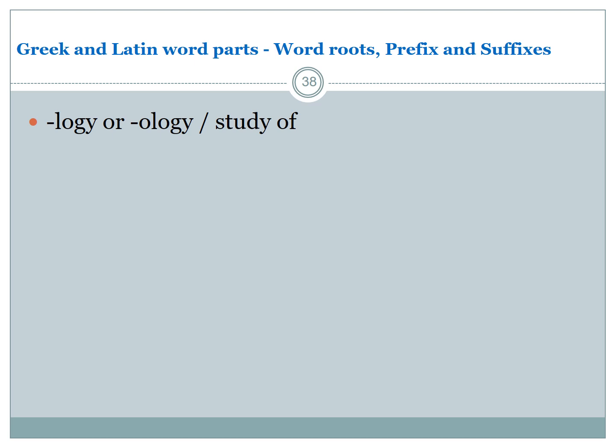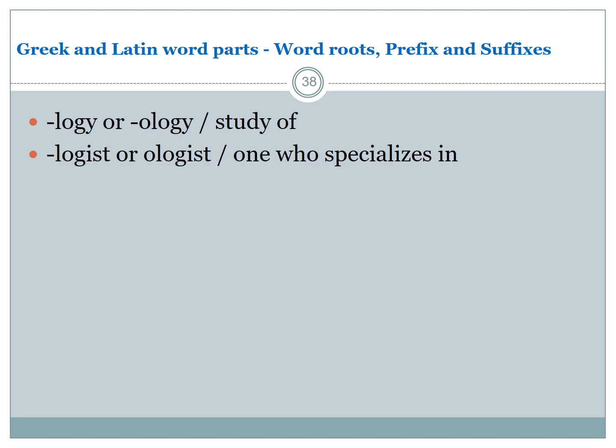ology or logy, right? So we're not going to get into all the semantics of this, but if you're adding a suffix and the word root doesn't have a vowel, then you'd use O-L-O-G-Y, like psychology. If your word root, like bio, study of life, biology, you wouldn't use the O. Okay, we're not going to go crazy with all the little kind of semantic rules. Okay, ologist, logist, one who specializes in.